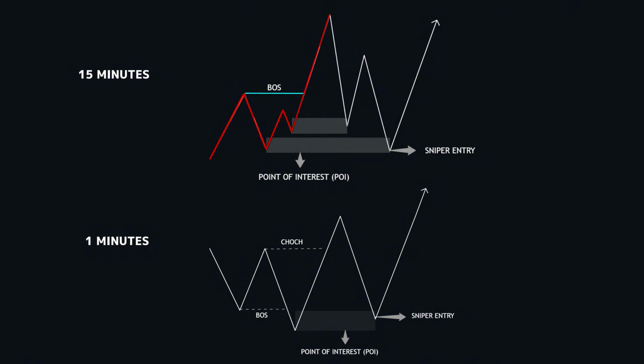For example, if price breaks above a previous high, this is a bullish break of structure. That means the market is moving upward. If price breaks below a previous low, this is a bearish break of structure. That means the market is moving downward. Once you have found a clear break of structure in one direction, step 1 is complete.